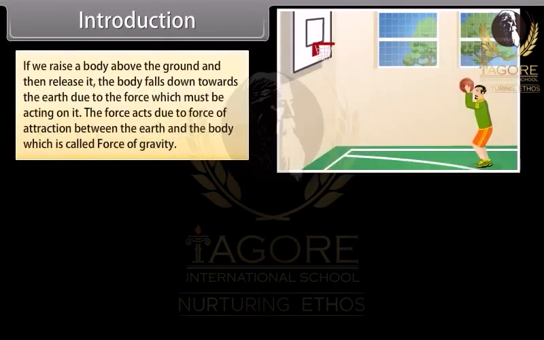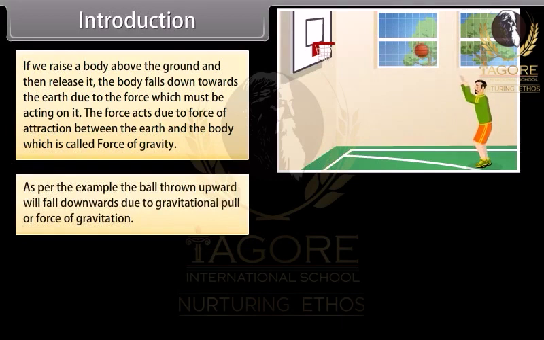If we raise a body above the ground and then release it, the body falls down towards the earth due to the force which must be acting on it. The force acts due to force of attraction between the earth and the body, which is called force of gravity. As per the example, the ball thrown upward will fall downwards due to gravitational pull or force of gravitation.